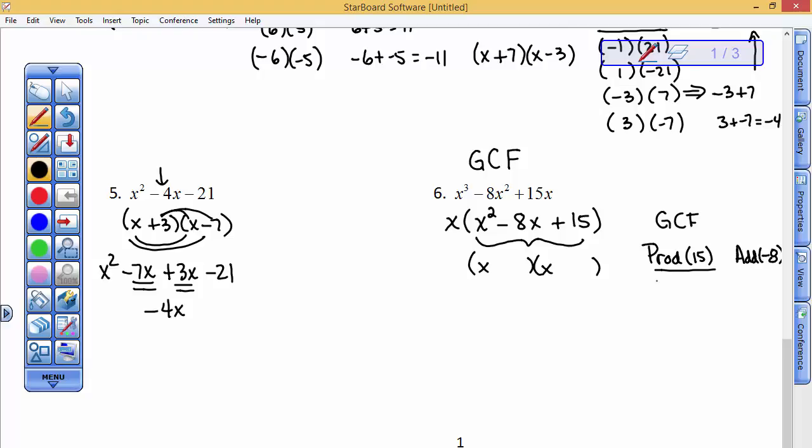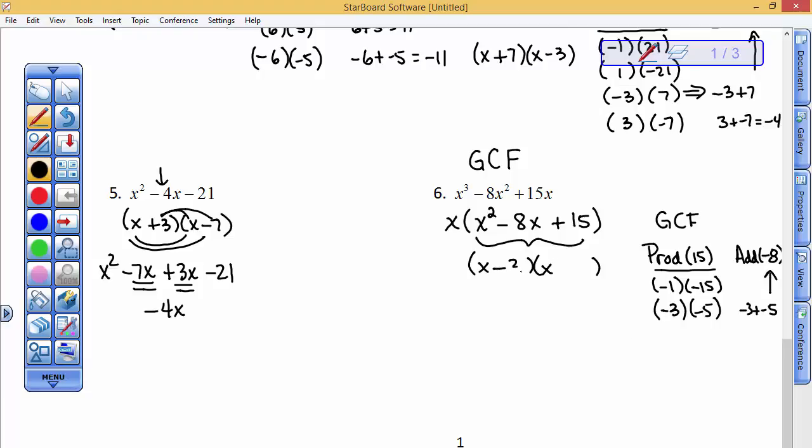And of course, you probably already saw that a negative 3 times a negative 5 is a positive 15, and a negative 3 plus a negative 5 adds to be negative 8. So we'll put in the minus 3 and the minus 5 in either of these. Don't forget to bring down the x, because that was the greatest common factor. And now we're all done.